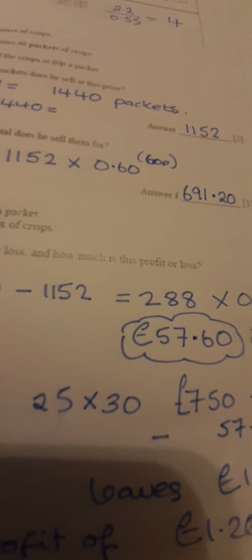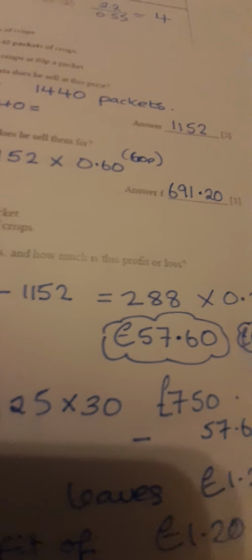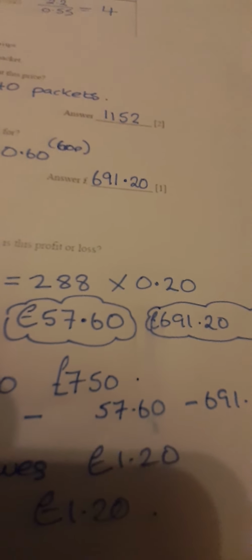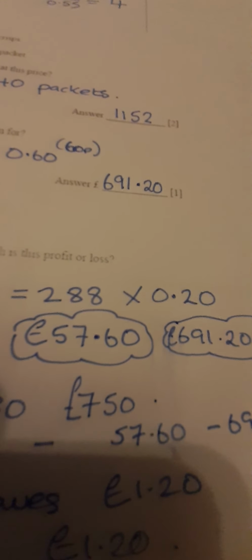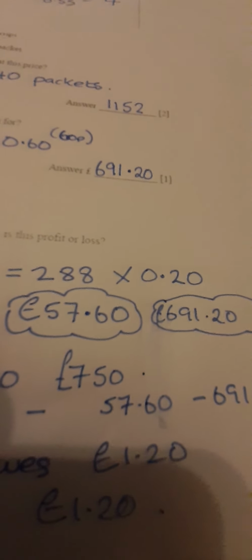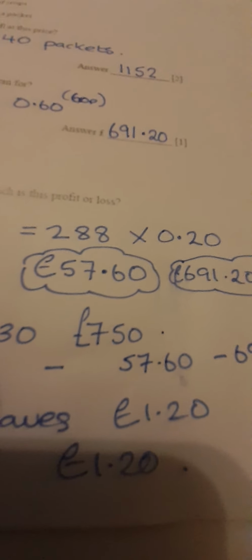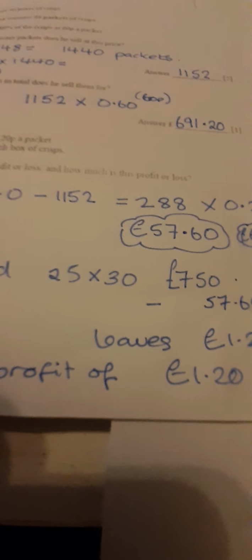How much did he pay at the start? £25 times 30, he paid £750. So to work out your profit, work out how much you paid and how much money you took in. So take those 2 numbers away and you're left with £1.20. So we got a very small profit of £1.20.